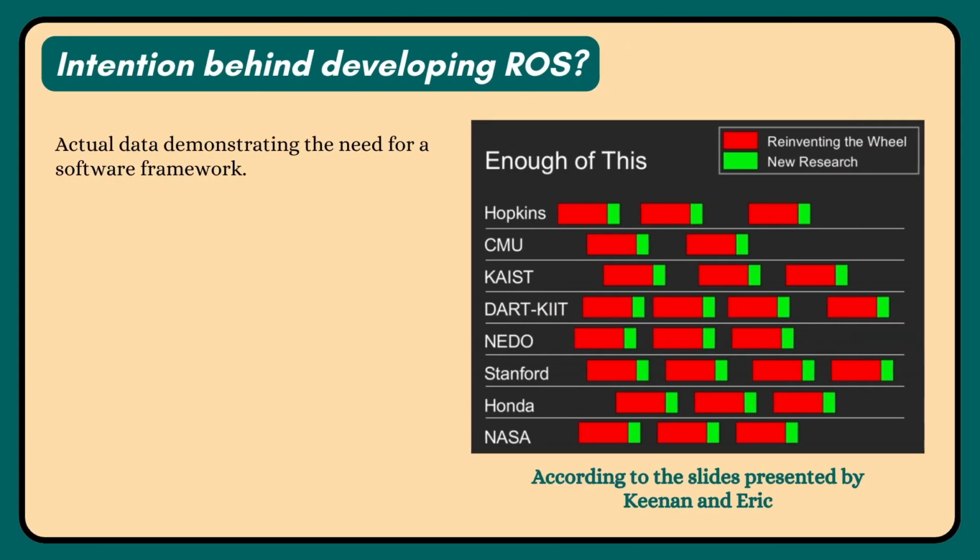And the actual data from Keenan and Eric was provided, so it shows that most of the organizations at that time were spending most of the time on reinventing the wheel rather than new research. So that was a major concern, which has been beautifully showed by this slide.